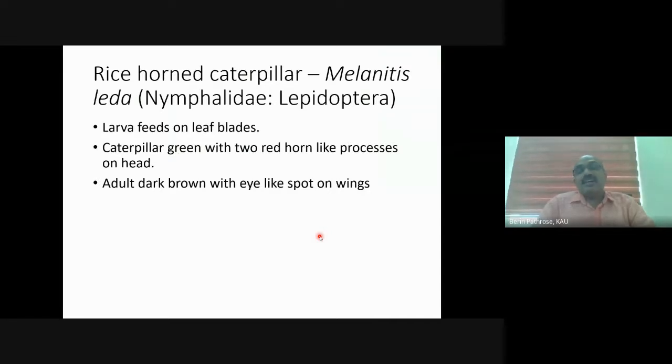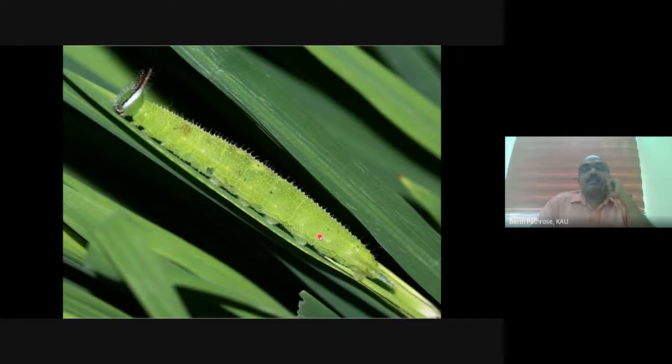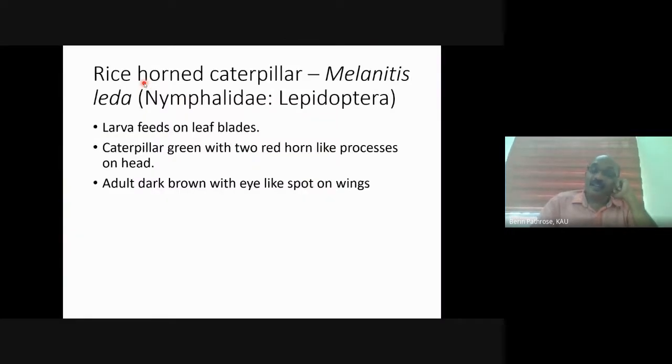The next one is rice horned caterpillar, Melanitis leda. The scientific name is Melanitis leda, belonging to the family Nymphalidae. Again, it is a caterpillar. I will show the picture of the caterpillar. Then you can understand why it is called rice horned caterpillar. You can see the head of the larvae. You can see two horns, just like a cow has horns. The larvae also has horns. That's why the pest is called rice horned caterpillar, Melanitis leda.